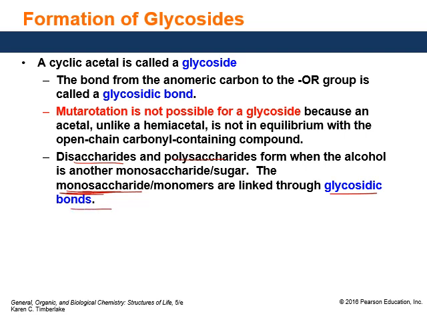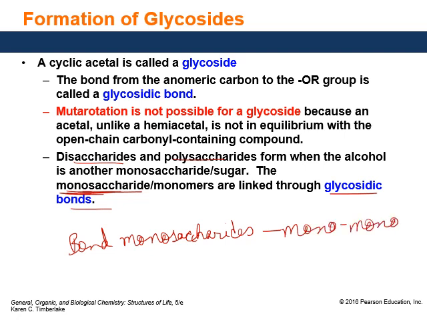What is the type of bond that is found between monosaccharides? One mono, second mono, third mono, how do they join? They are joining to each other by a bond which is called a glycosidic bond.